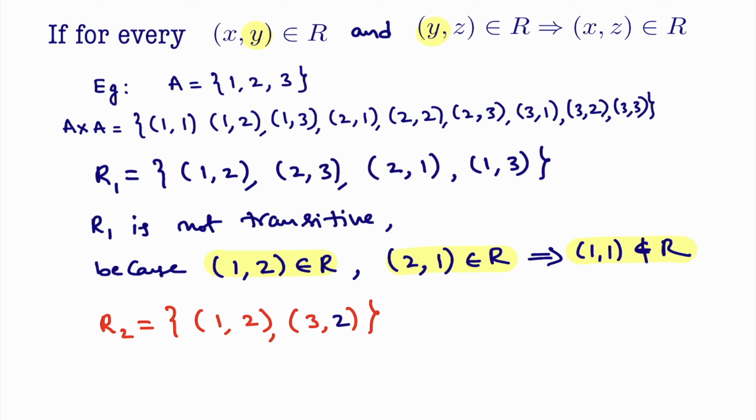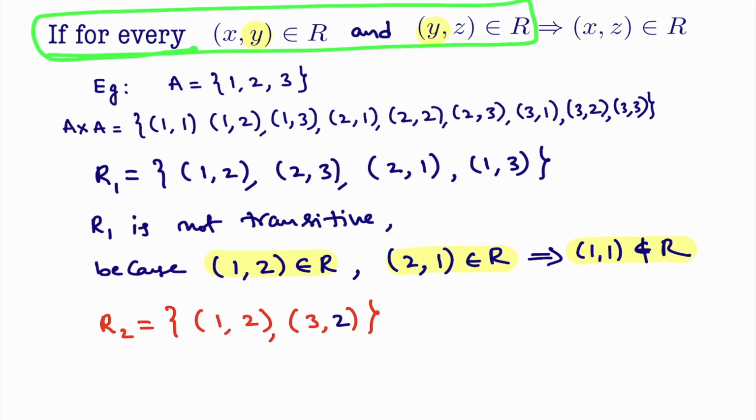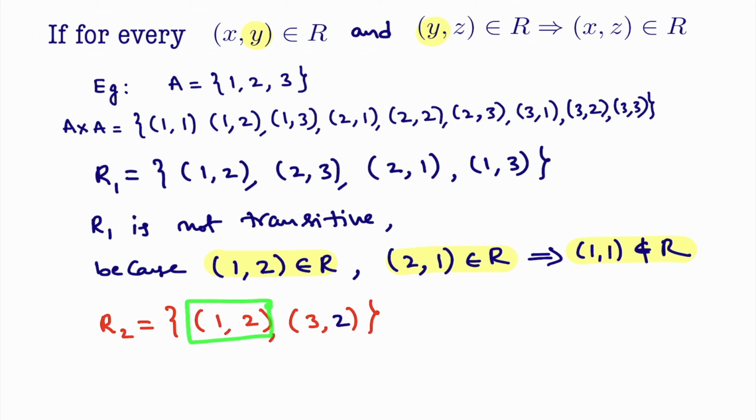If there exist x comma y and y comma z in the relation, then only we look for x comma z. Otherwise, we say that particular element passed the transitive test. Here, when I try to check whether x comma y and y comma z exist or not, we didn't find y comma z. So in this case, this element passed the transitive test. For the ordered pair x comma y, there is no other pair that starts with 2, so this element also passed the transitive test. So finally, we say that this relation is transitive.